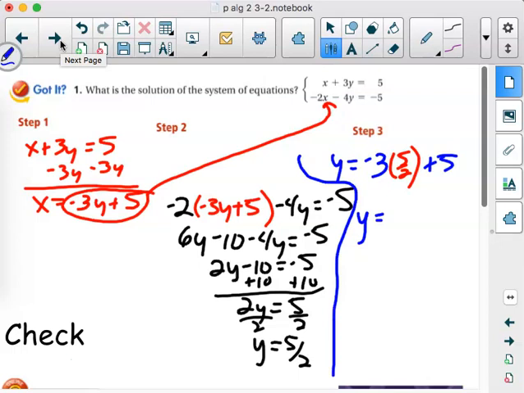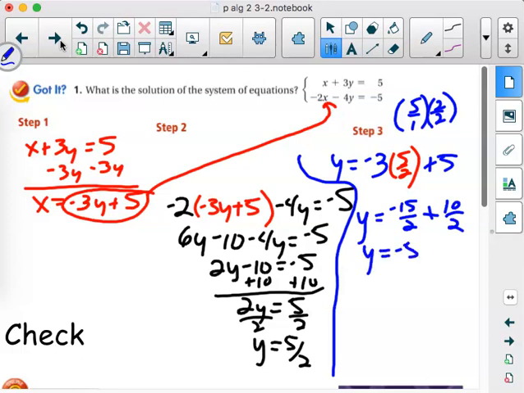Again, if you want to do it with the calculator, do it with the calculator. If you want to do it in your head, do it in your head. So this would be negative 15 halves, and I would have to change 5 into halves. So my 5 over 1, I would multiply the top and the bottom by 2 and get 10 halves. And y would be negative 5 halves.